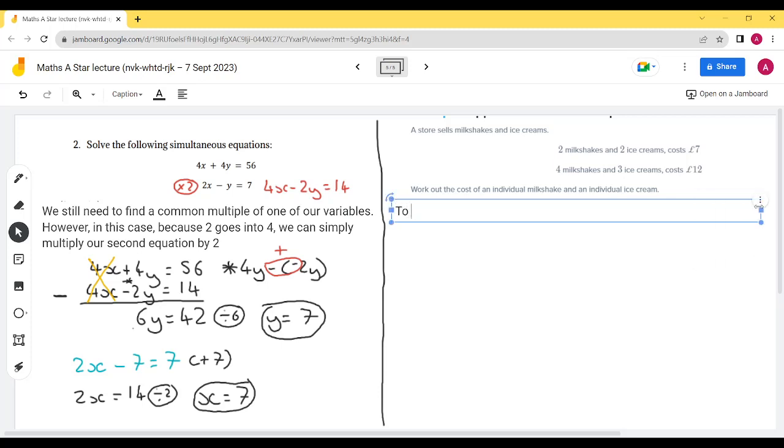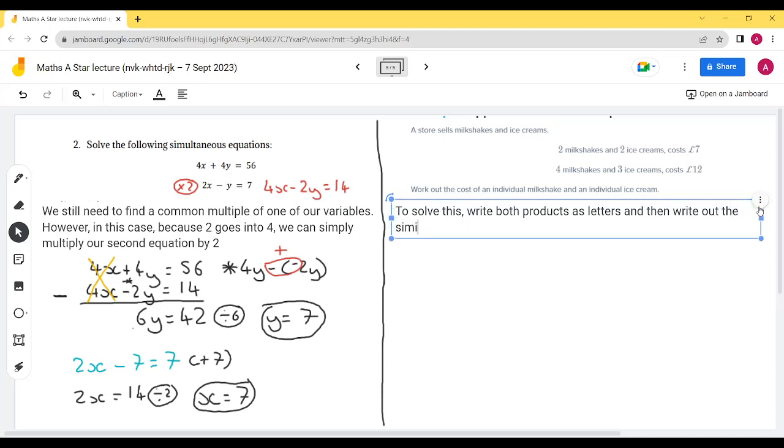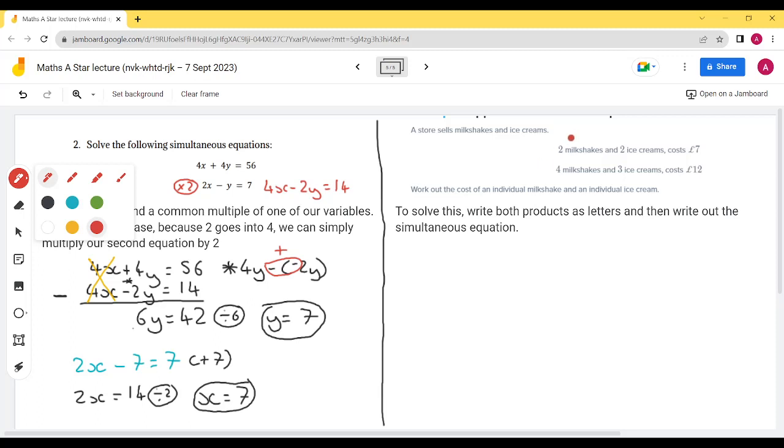So to solve this, simply write both products as letters and then write out the simultaneous equation. Okay, so here we got 2 milkshakes and 2 ice creams, so we can put 2m and 2i. We got 4m and 3i, and so we can write this out below. You could call it x and y if you preferred as well, whatever you feel comfortable with.